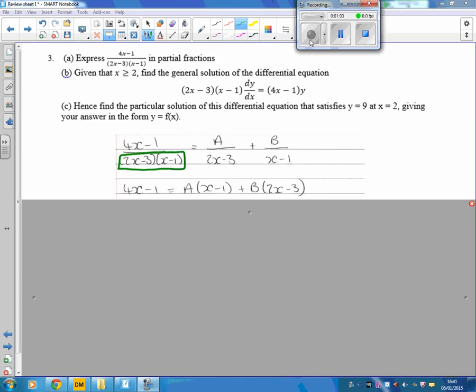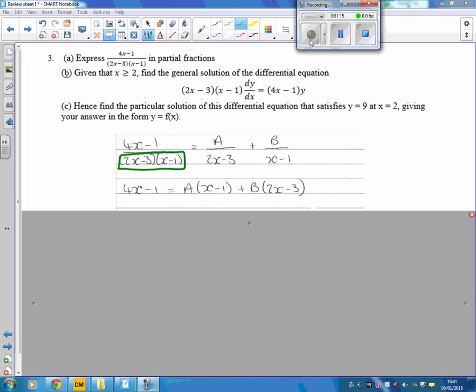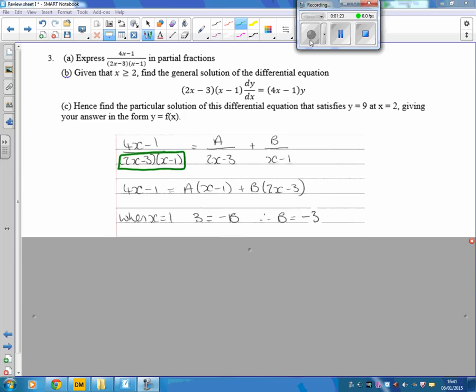So, there are two different ways you could do this. You could either do simultaneous equations, or you could do sneaky substituting in to work out what A and B are. I'm going to go for sneaky substituting in. So what I'd like to do is work out what value of x I should substitute in to make one of the brackets 0. If you look at this first bracket, if I substituted x equals 1 in there, that would make that bracket 0.